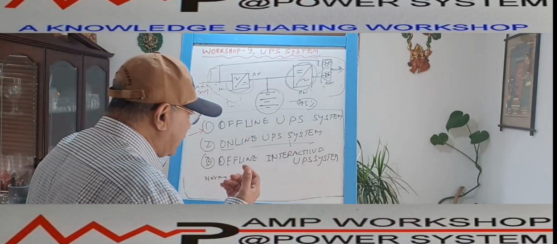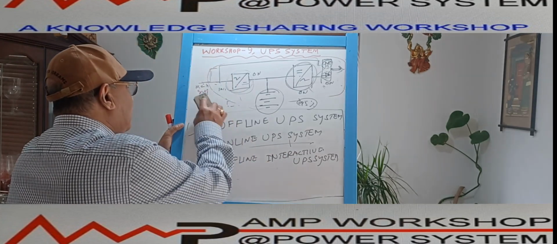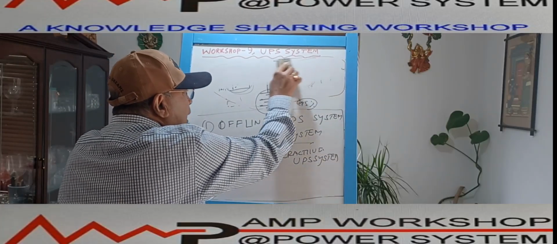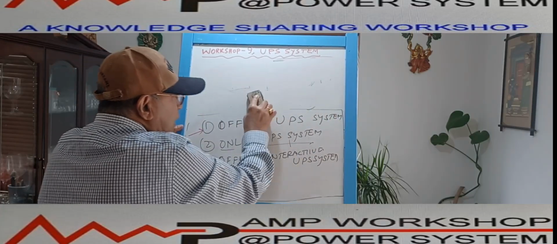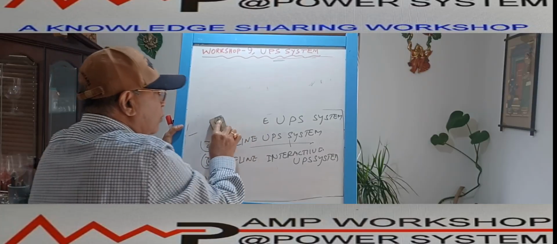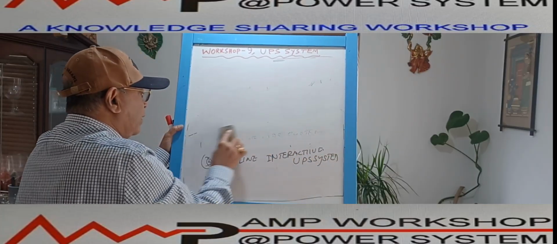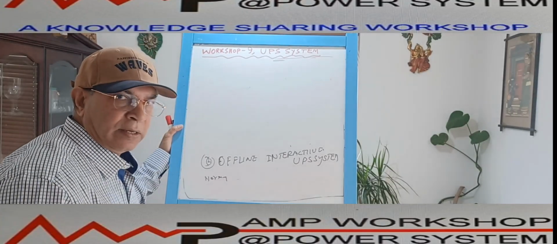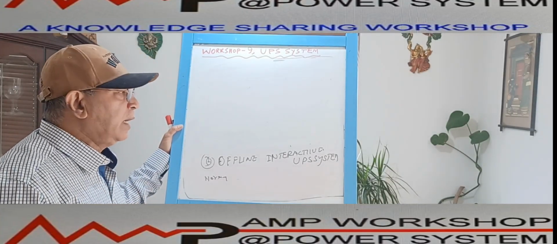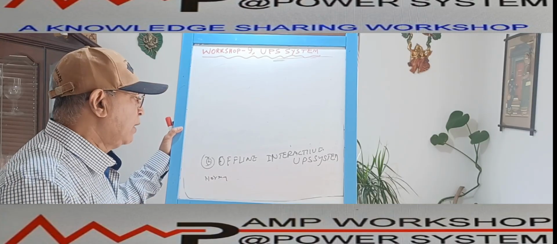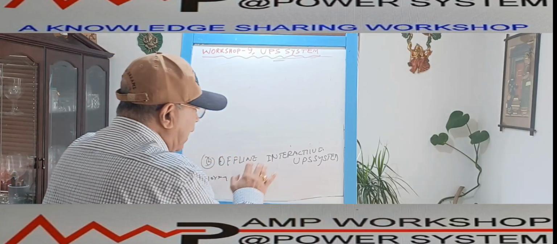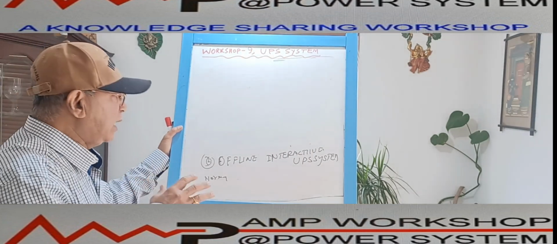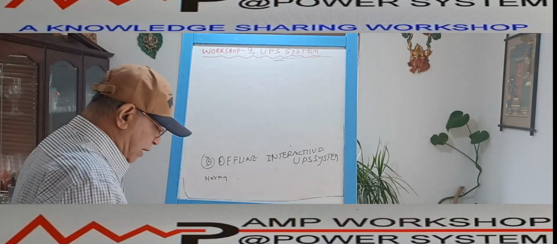Now, if we put an interactive UPS system, that is similar to offline UPS system, but this interactive UPS system is designed, why? To consider the load requirement. If the load is very much sensitive to voltage fluctuation, harmonics, all this thing, in that case, we can use this offline interactive UPS system. Here, normal UPS system is working in the same way as before.